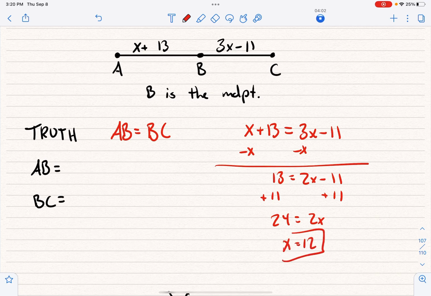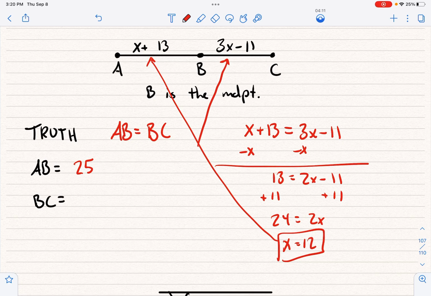If x is 12, I can take that and plug it back into right here. 12 plus 13 is 25. And then I plug it into here. 3 times 12 is 36, minus 11 is 25. And this makes sense because we know that the two are going to be equal.